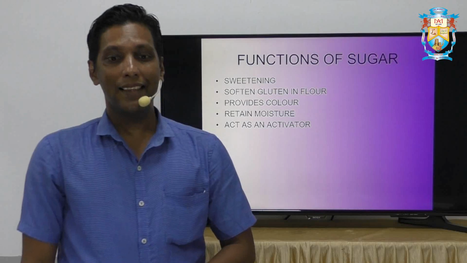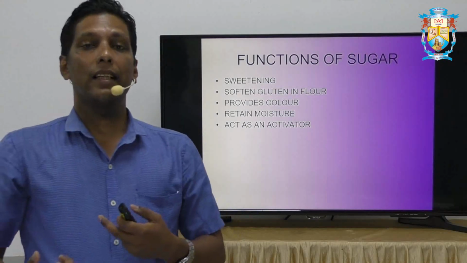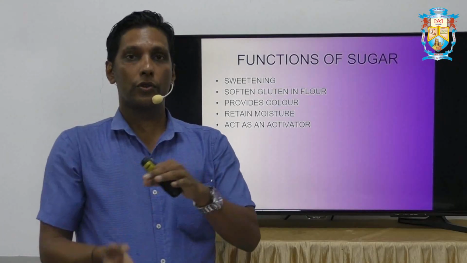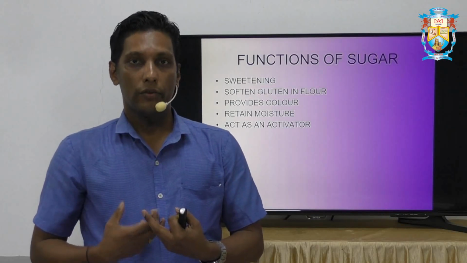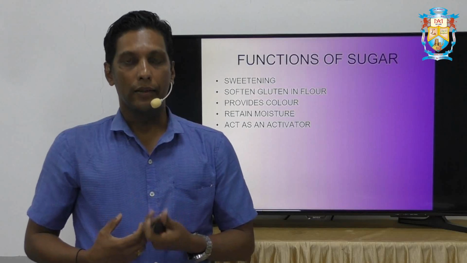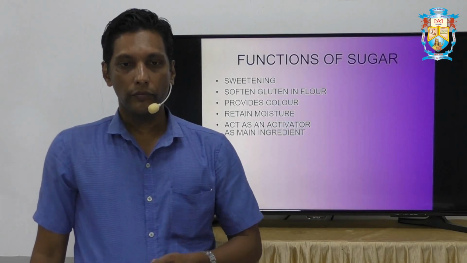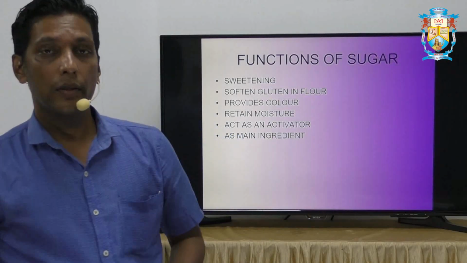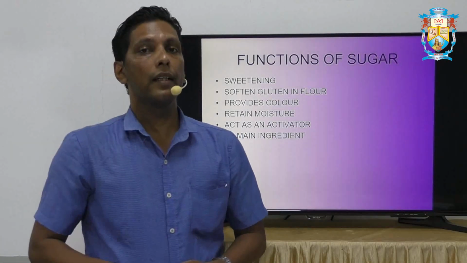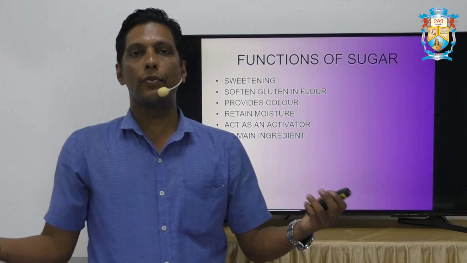The next one, it acts as an activator. As I said about the activating of sugar and yeast, it converts into alcohol, so it also acts as an activator. It's the main ingredient. Yes, for all the sweet dishes, sugar is the main ingredient. Without sugar, you cannot prepare any sweets.